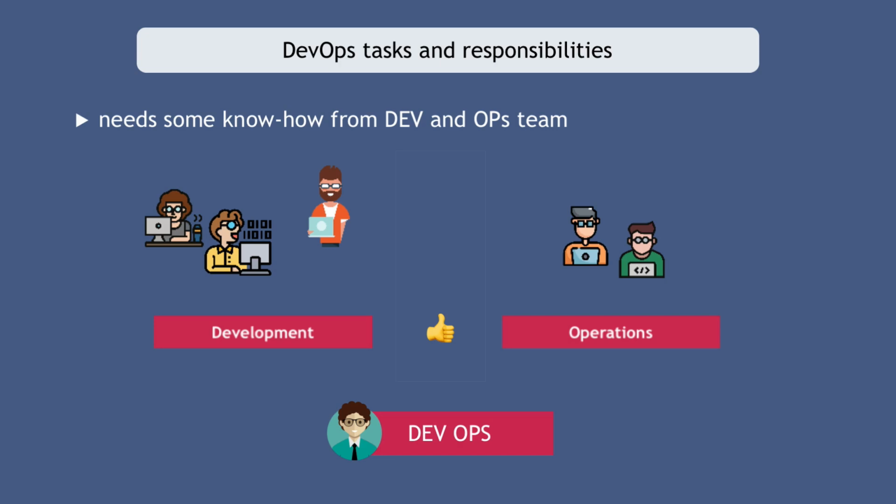So they have a subset of skills on both sides, so to say. And this subset of skills makes them able to communicate with both sides. So developers don't have to talk directly to operations, they can talk to DevOps because DevOps has a common language with the developers. As well as on the other side, DevOps has a common language with operations so they can transfer that message to the operations much easier.